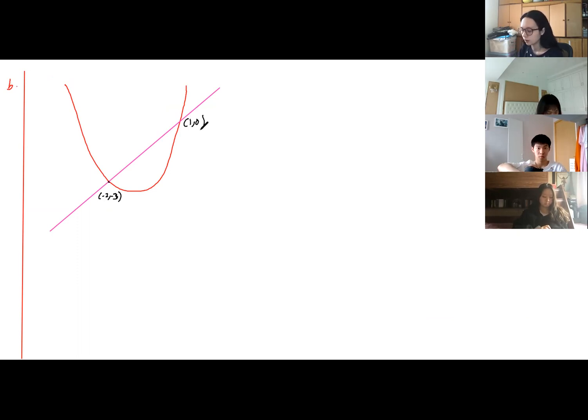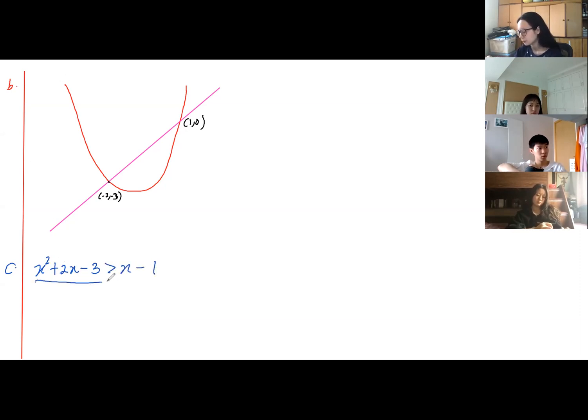Okay, so there are two ways. We want to solve the inequality x squared minus 2x minus 3 plus 2x, greater than x minus 1.